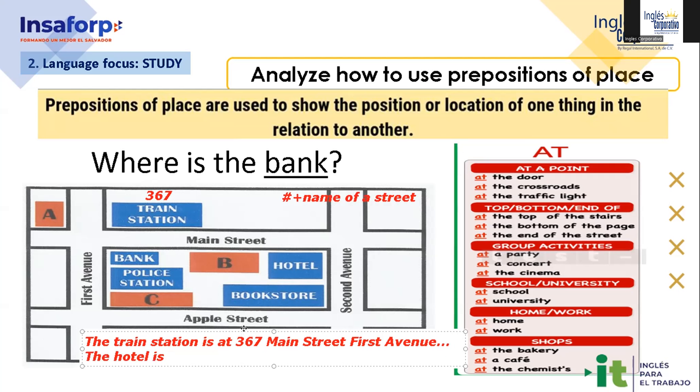Mention any number. The hotel is at, for example, 22nd Main Street. Main Street. And the second Avenue, Second Avenue. See, another example. Where is the bookstore?